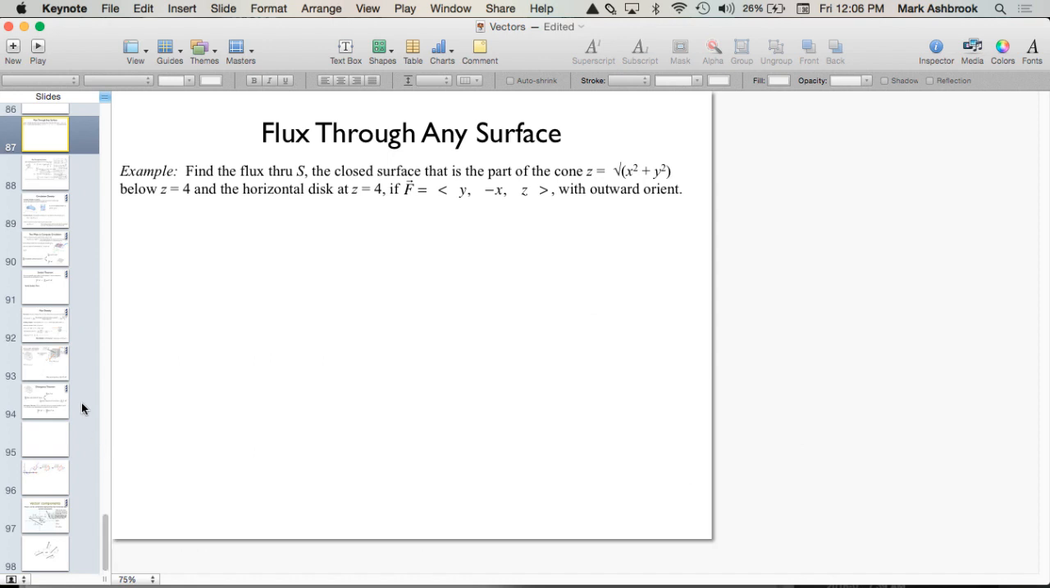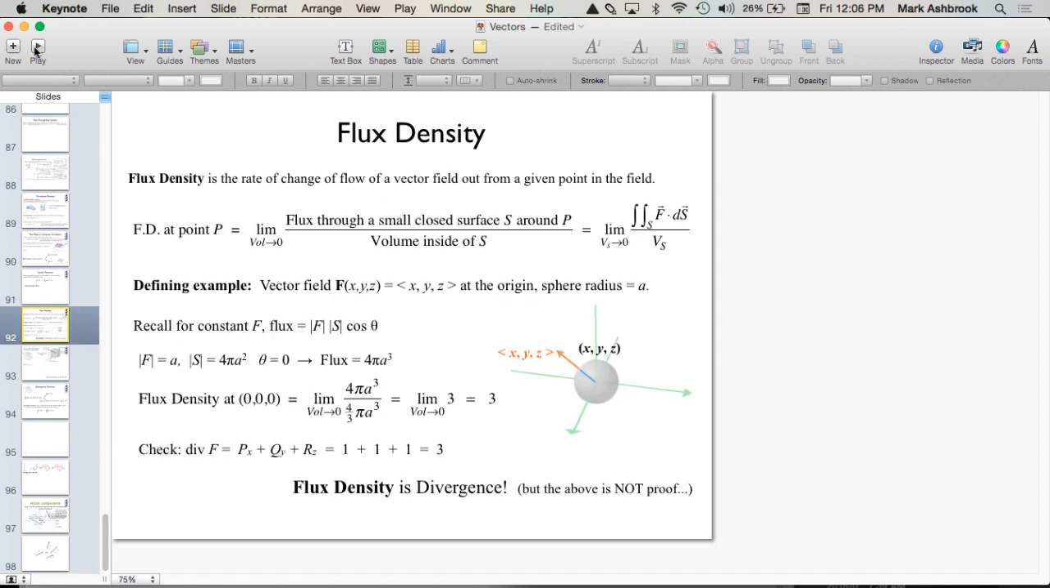So let's talk about something called flux density. Flux density is flux through a closed surface per the volume that's enclosed. That's how it's a density, right? Per volume. So it's the rate of change of flow of a vector field. That's why we do the flux of the surface divided by volume.